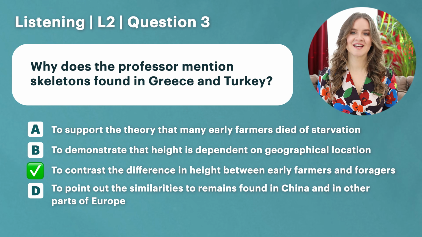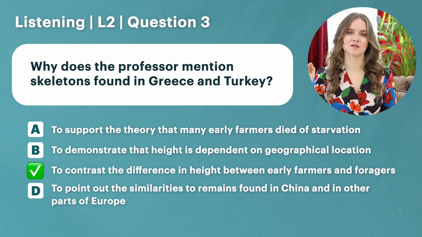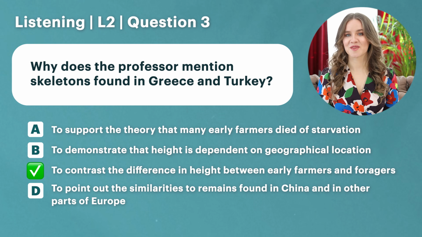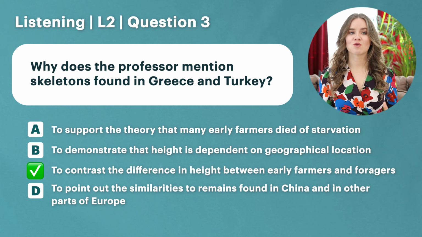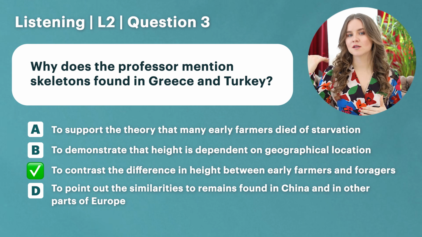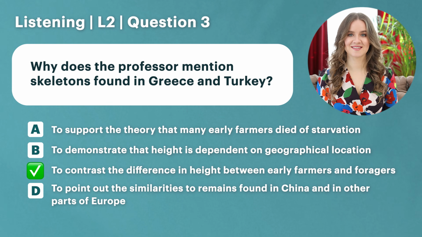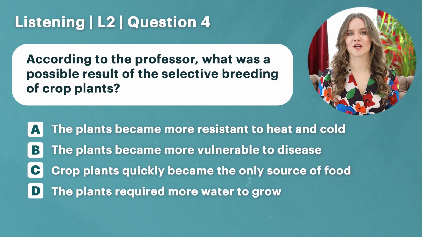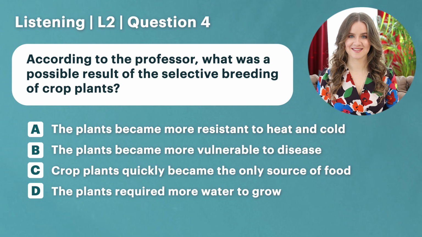Question 3. Why does the professor mention skeletons found in Greece and Turkey? Answer C. To contrast the difference in height between early farmers and foragers. The professor talks about skeletons from Greece and Turkey to show that foragers were taller than early farmers, about 15 centimeters.